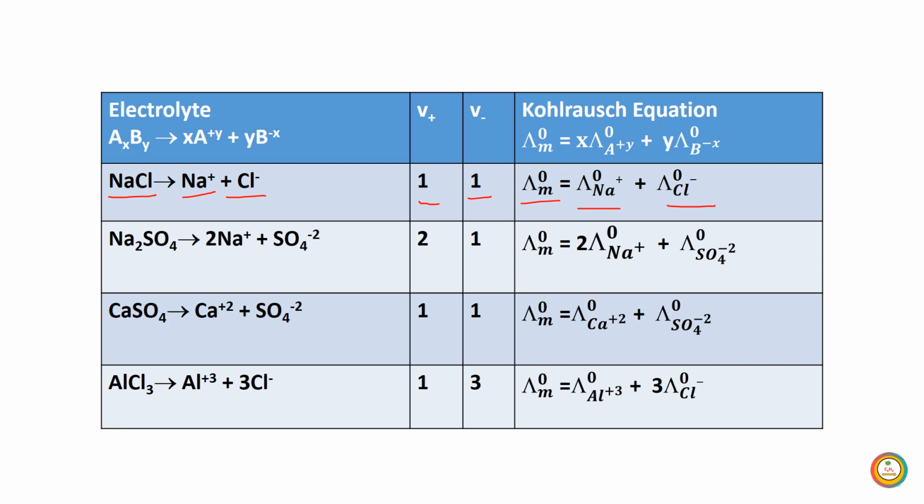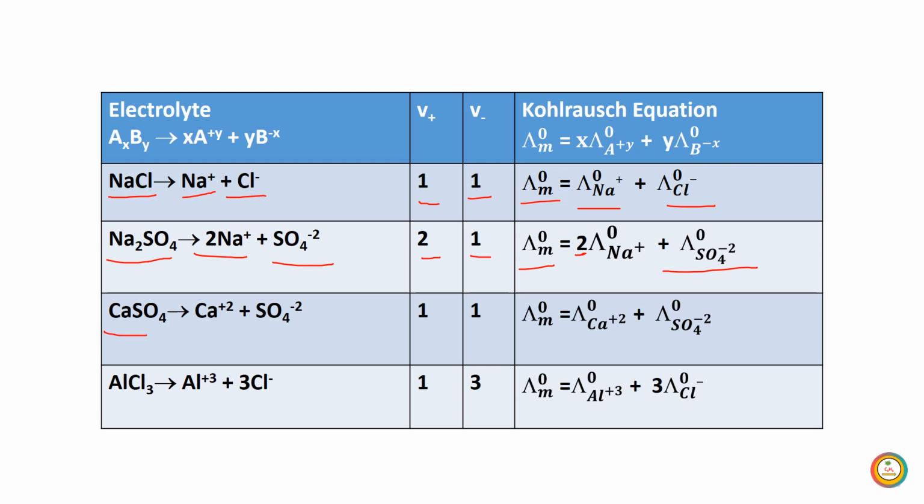Like the electrolyte Na2SO4, that produces 2 Na+ ions and 1 sulfate ion. So the ν+ value is 2 and the ν- value is 1, because one anion is produced. So the Kohlrausch equation for this one is λM0 equals 2. Why did we write the 2 here? Because 2 cations are produced by sodium sulfate. So 2 λNa+0 plus 1 λSO4 2-0.